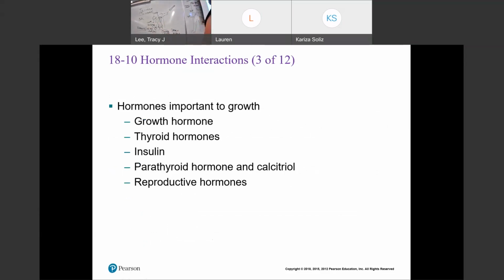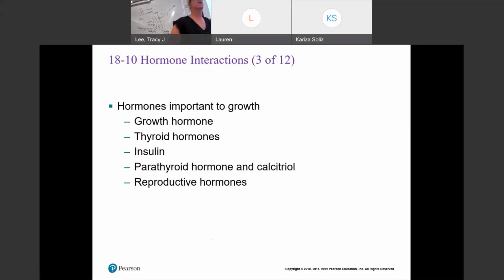And important hormones for growth, you should definitely know this. Growth hormone, which promotes lean body mass. It produces muscle production, length of muscles, more diameter of muscles, length of bones, more diameter of bones.